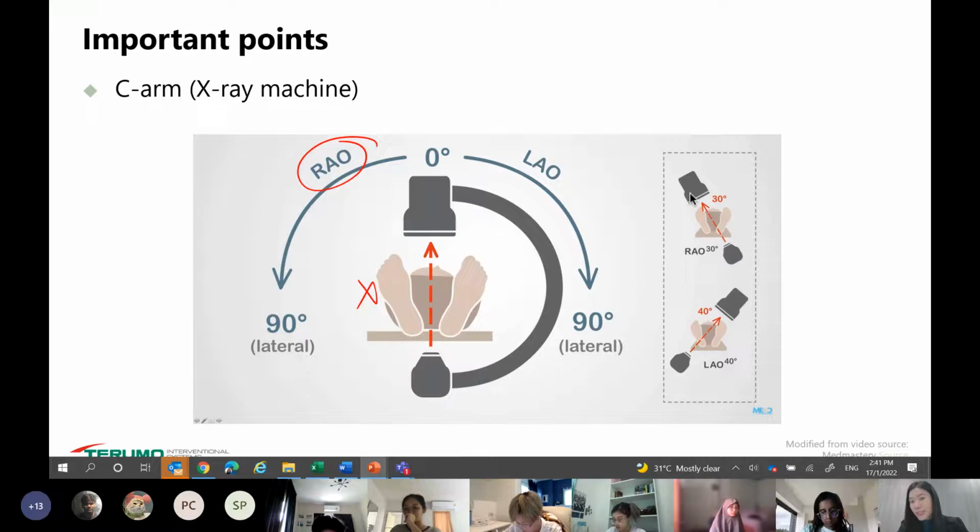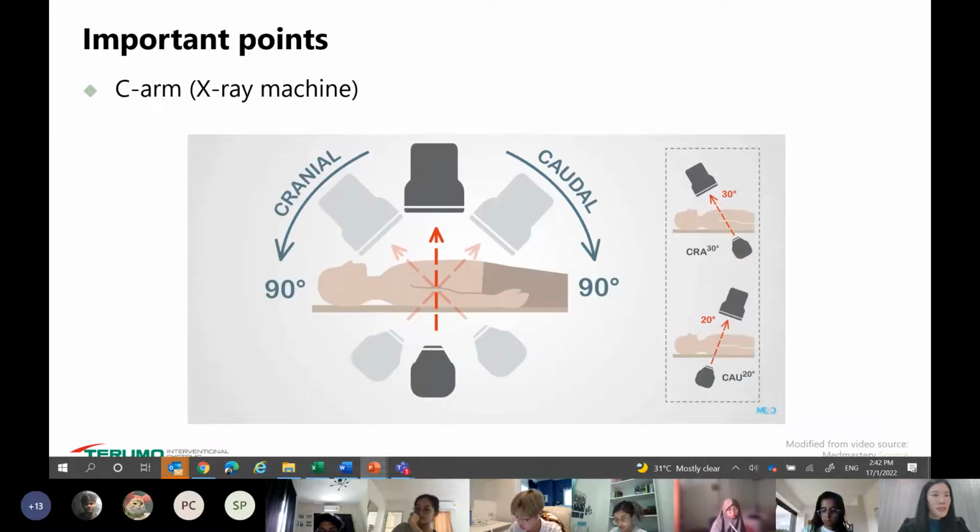And if it's on the left side of the body here, it will be the LAO, or the left anterior oblique view. So the maximum that the C-arm can rotate sideways is 90 degrees. So you can see RAO 30 like that, 40 degrees like that, and up to 90 degrees here.